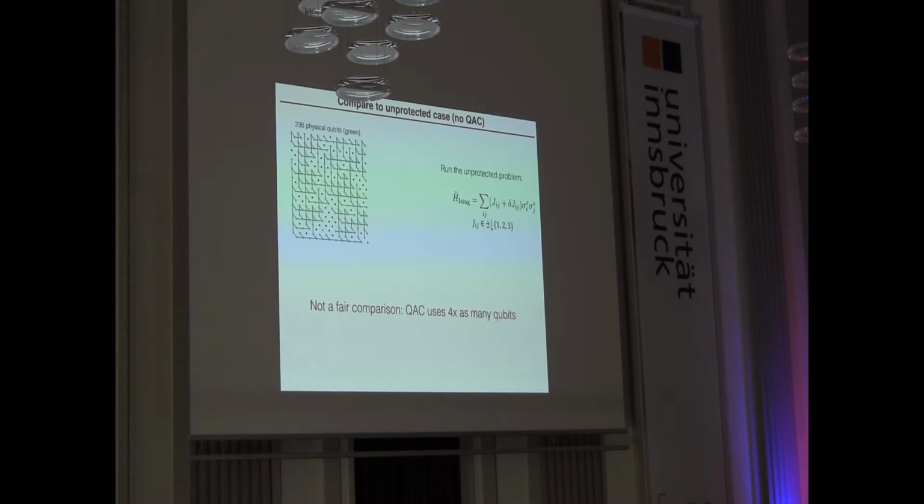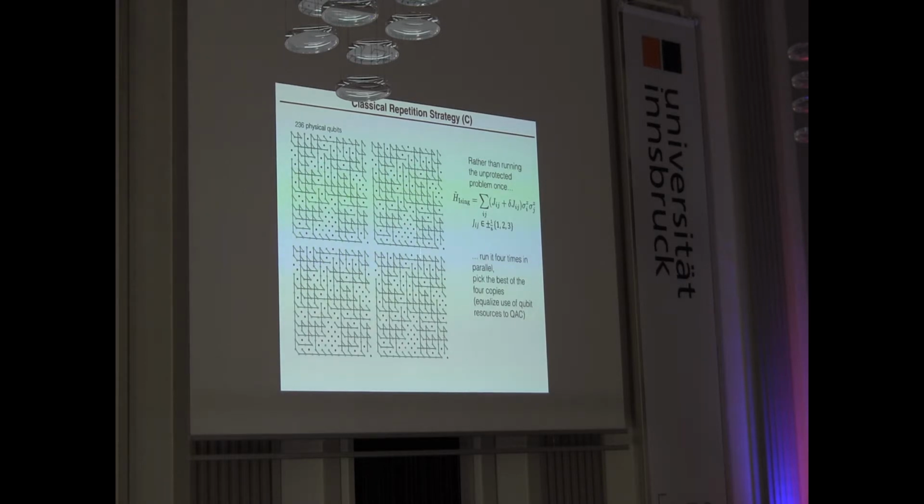So I should equalize the resources. Because the QAC scheme uses 4 times as many qubits, rather than run the unprotected problem once, we should run it 4 times. Now we've equalized the resources. Right, now this comparison is fair.